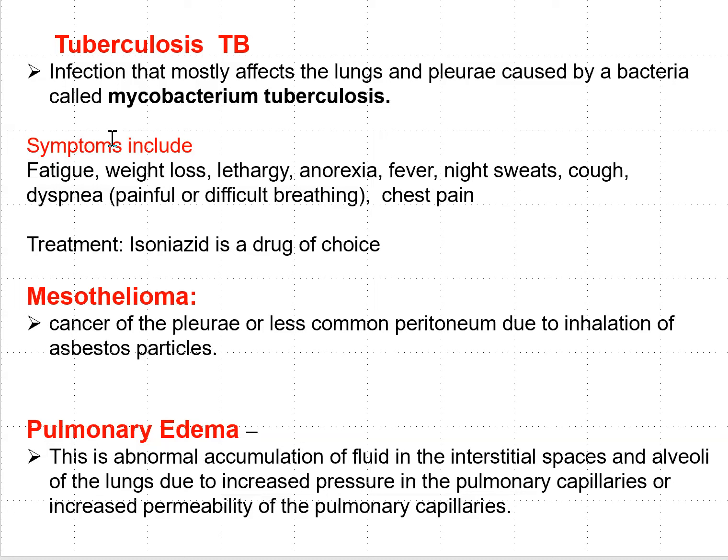And then you have pulmonary edema. Pulmonary edema is abnormal accumulation of fluid in the interstitial spaces and the alveoli due to increased pressure in the pulmonary cavity. Pulmonary edema can be caused by a lot of different reasons, either due to a defect in the heart, so the fluid backs up in the lungs, or it can also be caused by infection of the lungs.